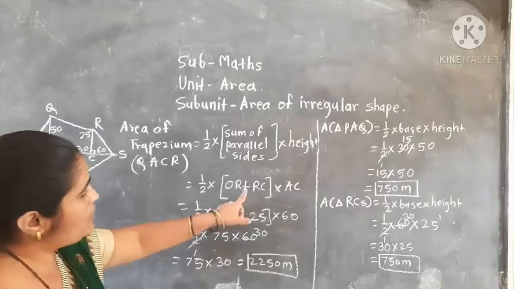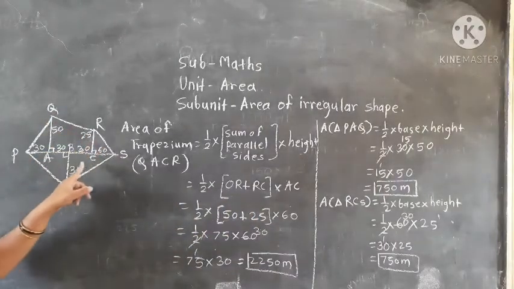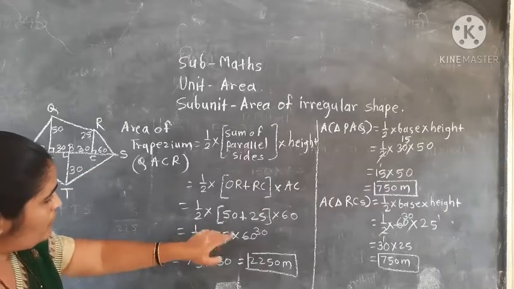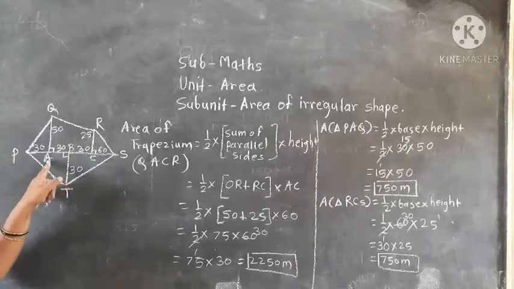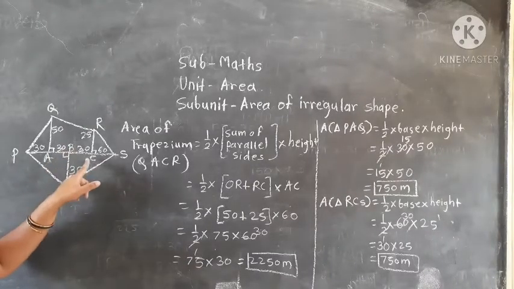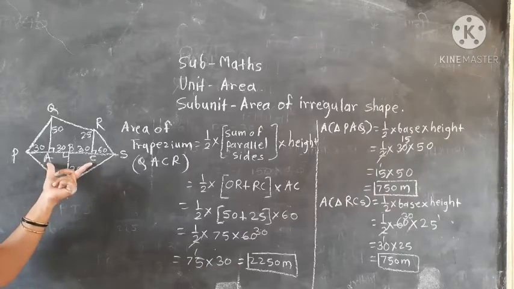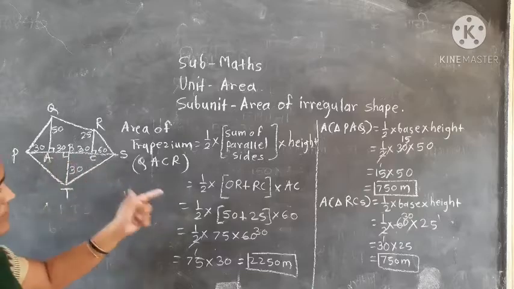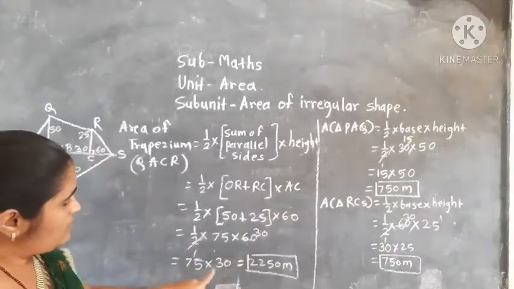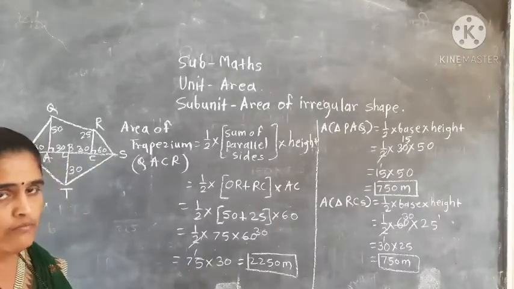In that QR and RC are the parallel sides. QR and AC are not parallel sides. Then value of AC is nothing but AB plus BC. AB is 30 cm and BC is 30 cm. Therefore, AB plus BC is AC. So 30 plus 30 we have to write here 60 meter. Then simply our answer is 2250 meter.